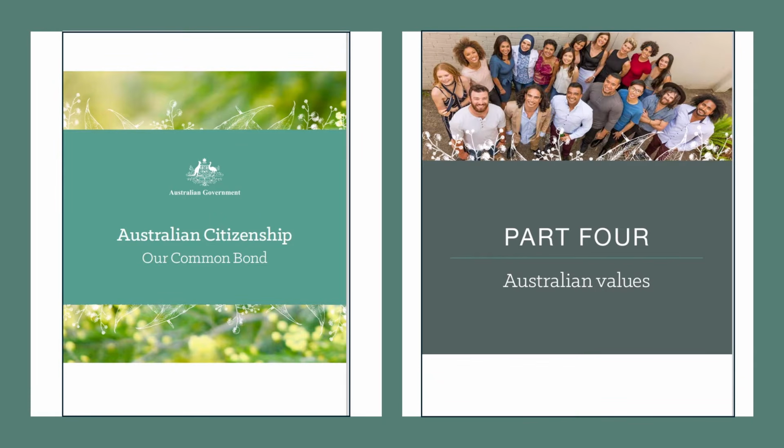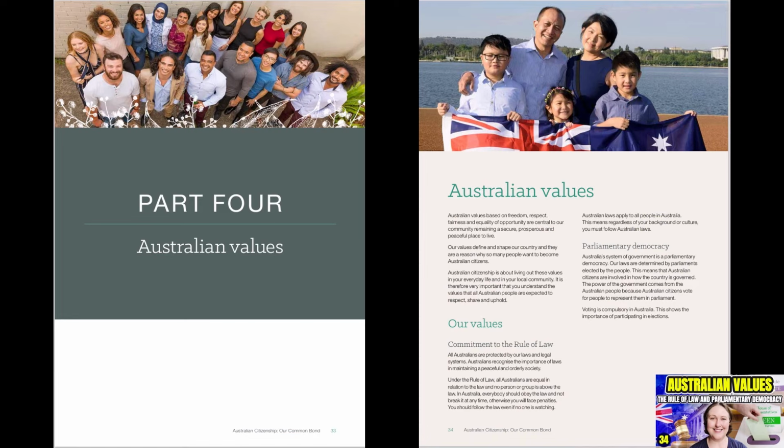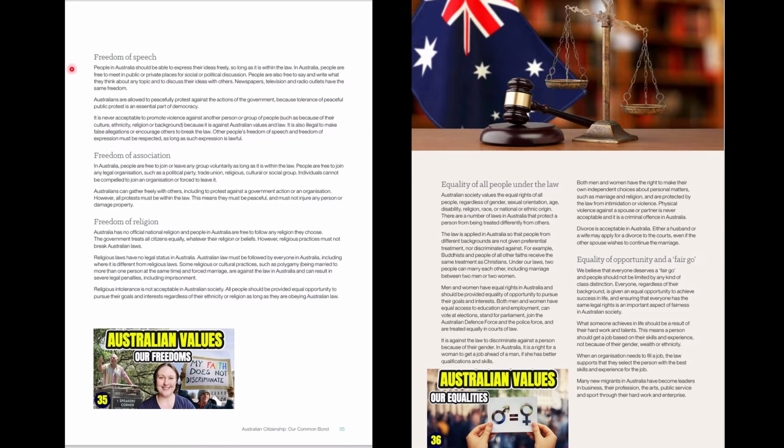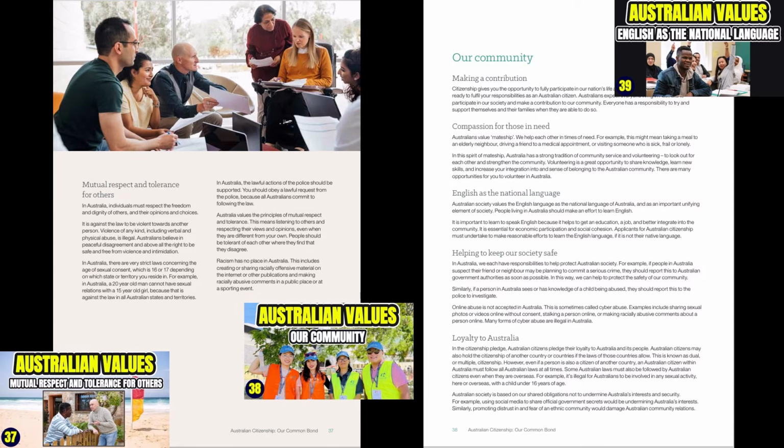Before viewing the practice test questions, it's a good idea to review Part 4 of the study booklet, Australian Values. It covers topics such as commitment to the rule of law, parliamentary democracy, our freedoms, our equalities, mutual respect and tolerance for others, and our community.